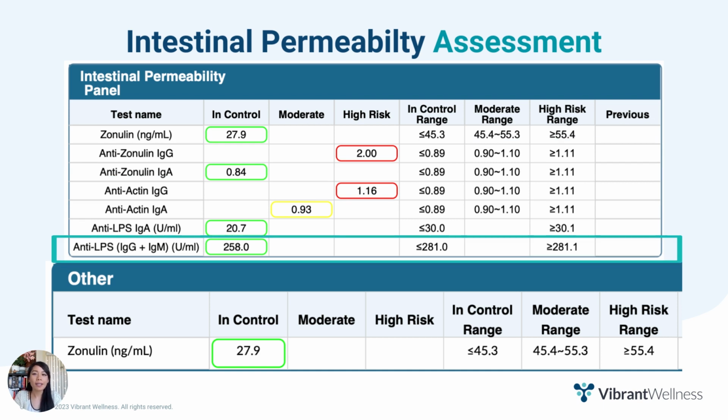Looking at his anti-LPS, he's within the normal range, but it's worth noting that his anti-LPS IgG-IgM is trending towards the upper end here, so perhaps he might want to look into a stool test to reveal if a gut infection is developing.